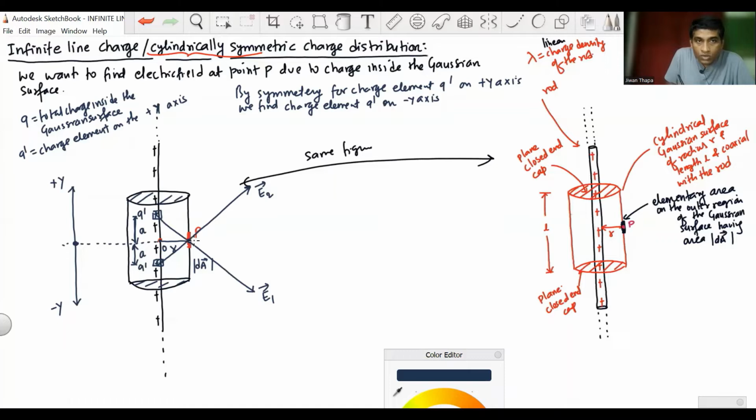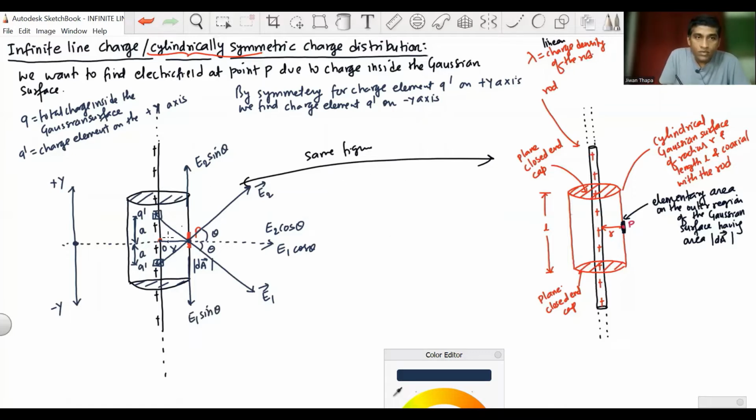Now let us resolve electric field E1 and E2, okay, in horizontal and vertical direction. So E2 along this direction is E2 cos theta, and along this direction is E2 sin theta, and E1 along this direction is E1 cos theta, and along this direction is E1 sin theta.